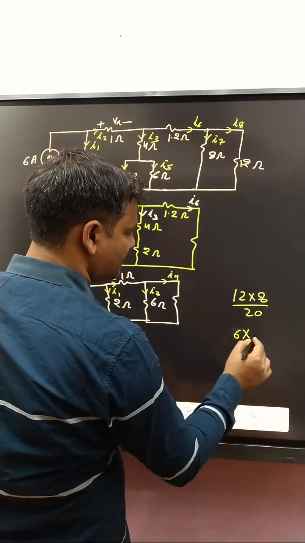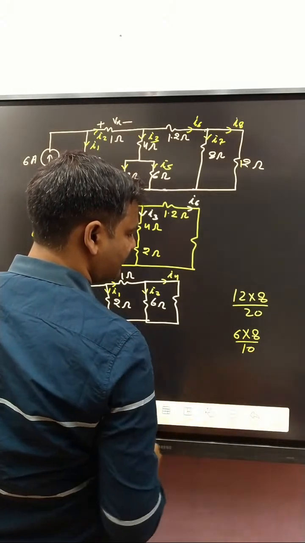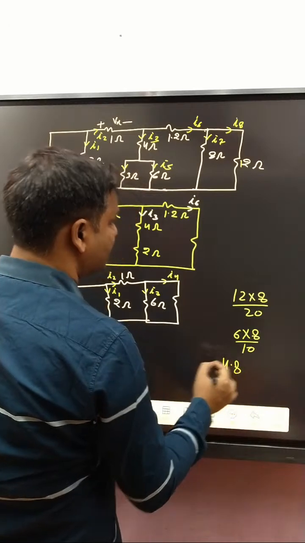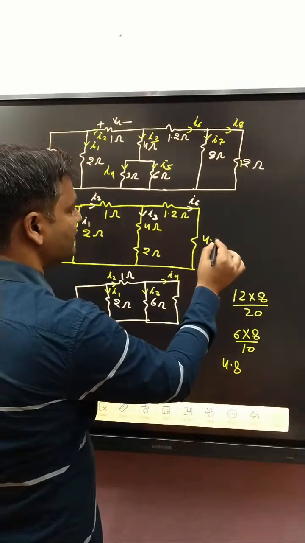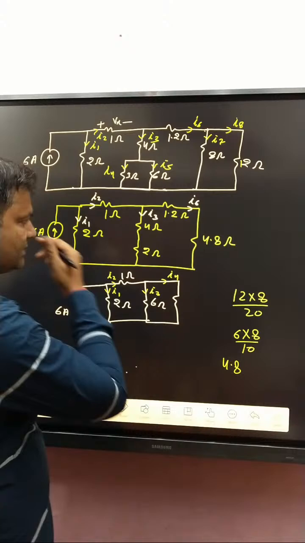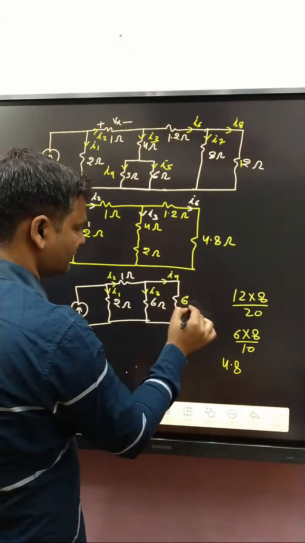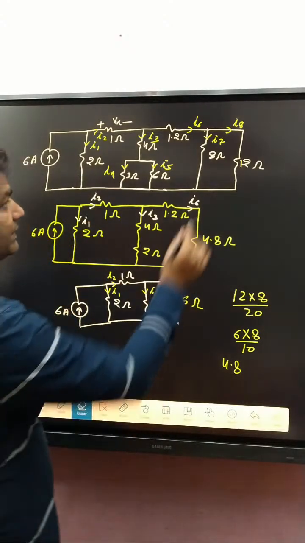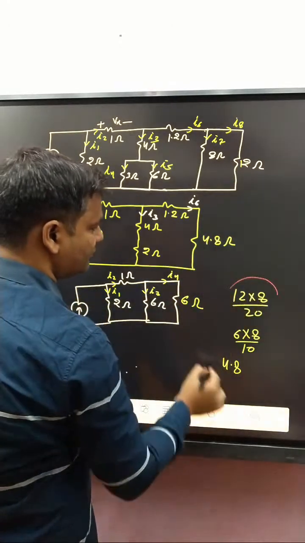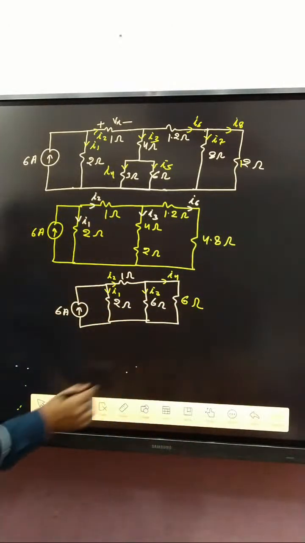6 into 8 divided by 10, that is 4.8. That one is 4.8 ohm. So the combination of these two is 6 ohm. Okay, so here is a silly mistake: here it is 12 ohm, not 2. That's why it is making this.